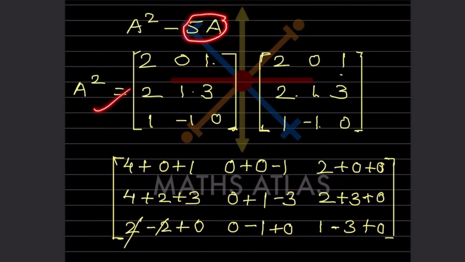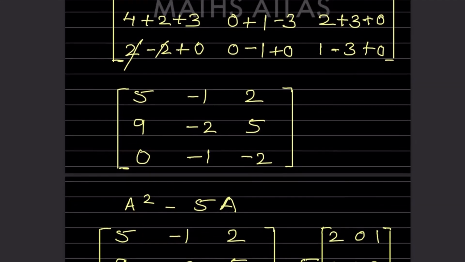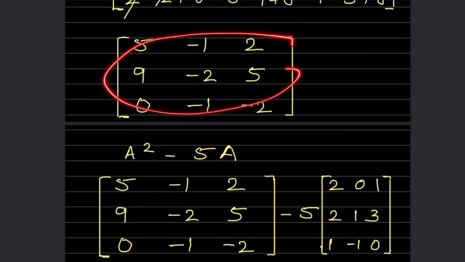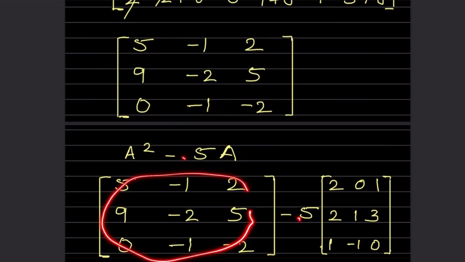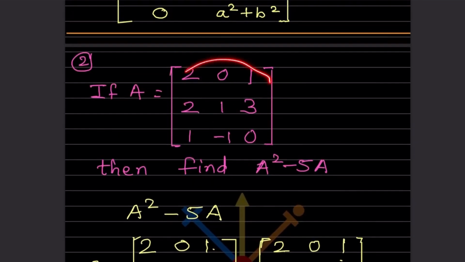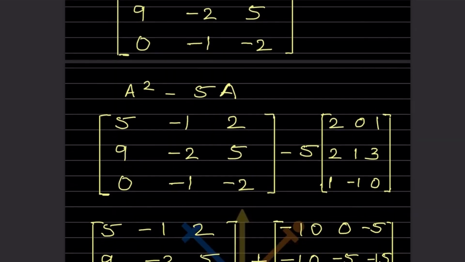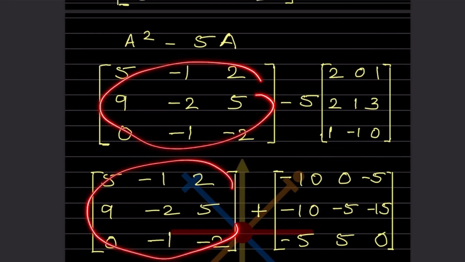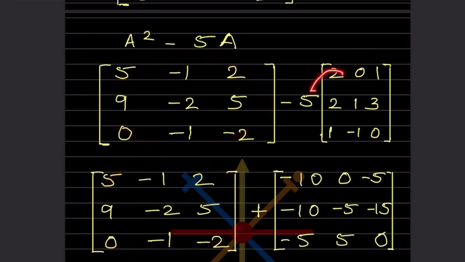But we want A square minus 5A. So now let us see, A square means this thing. Totally this is written for A square. Minus 5, write as it is, and this will be A. This for A, you know this A is this one. So now let us see what to do here. First thing, we'll keep this as it is. So now this 5 will be multiplied here, that will be minus 10.